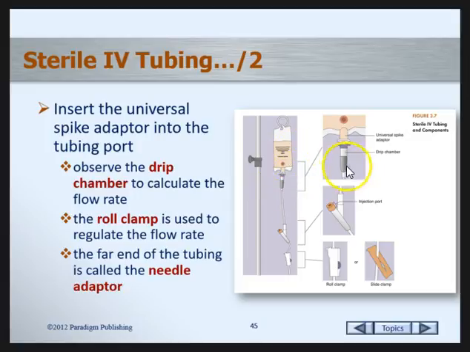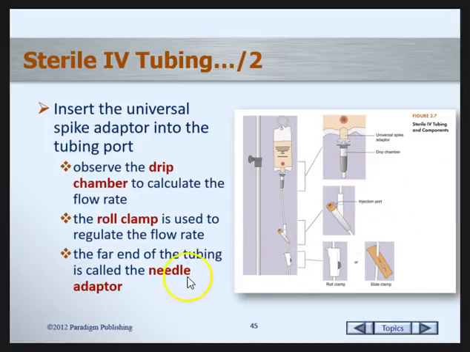Once we insert it into the bag, then we would pinch the drip chamber and allow fluid in. And then we would open the roll clamp and you can count the drips. So when you are doing drop rate calculations, this is the function of the drip chamber.